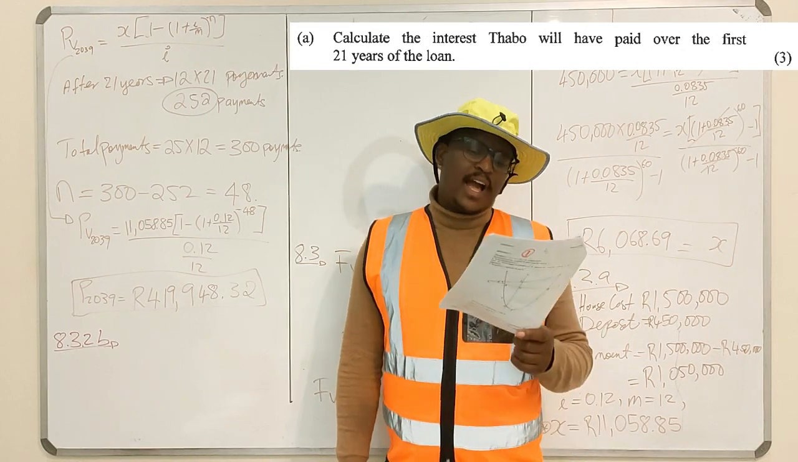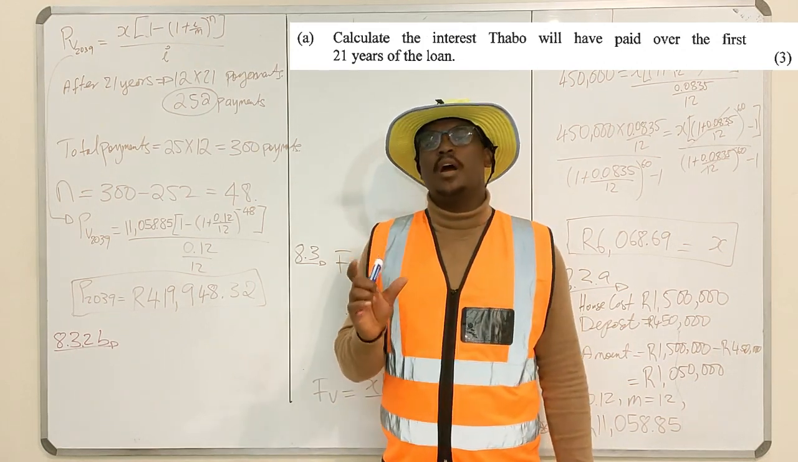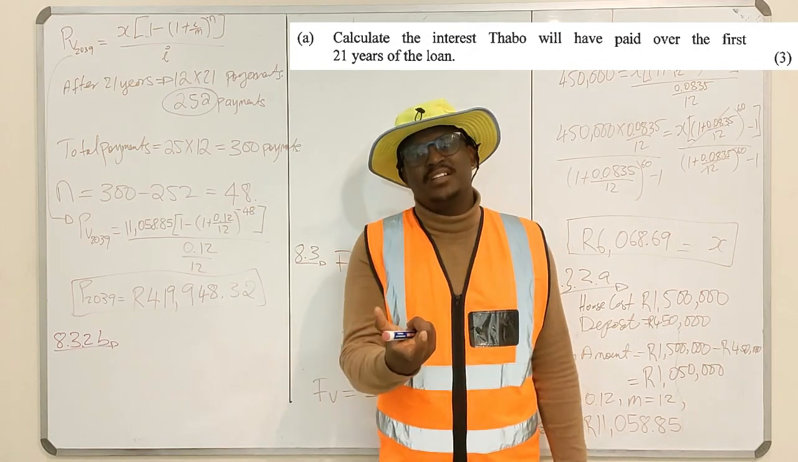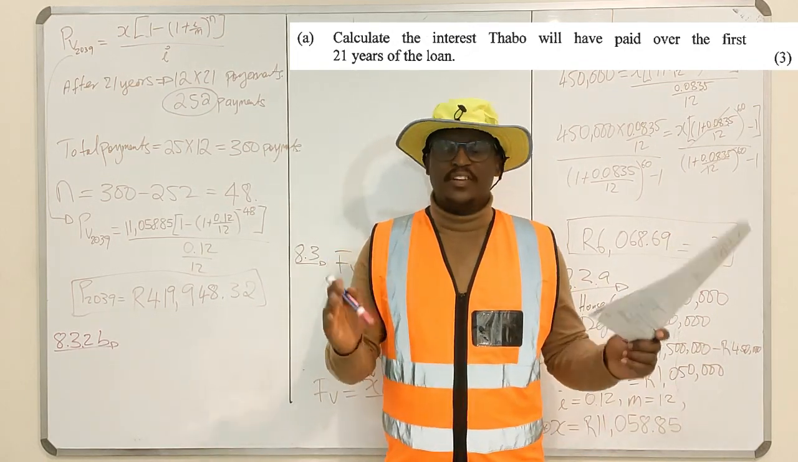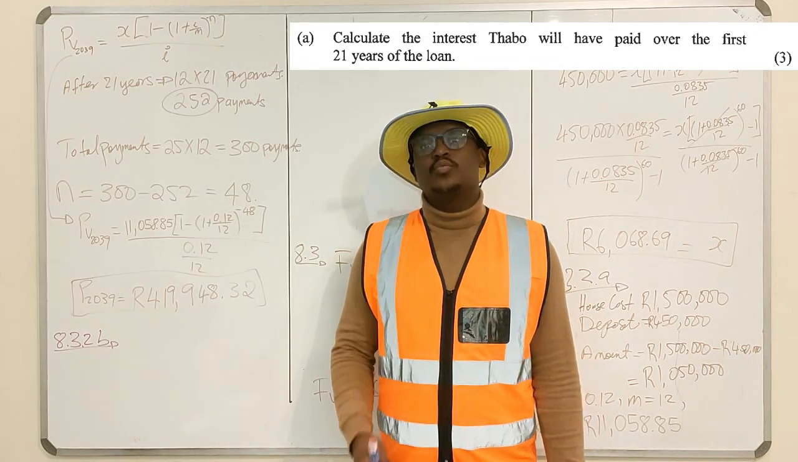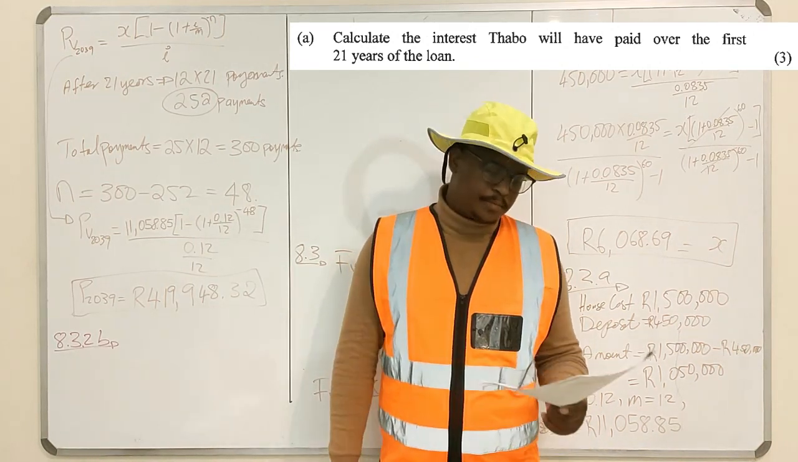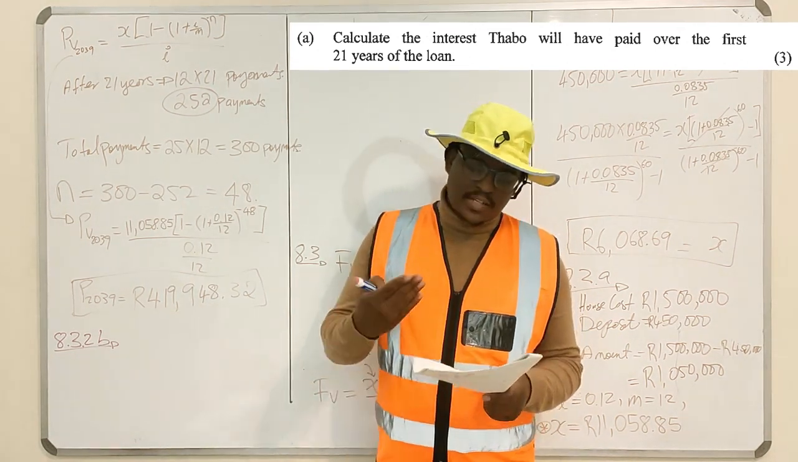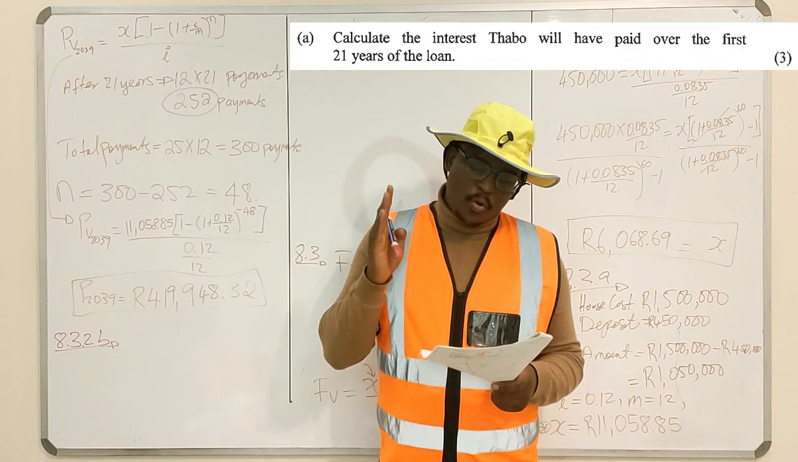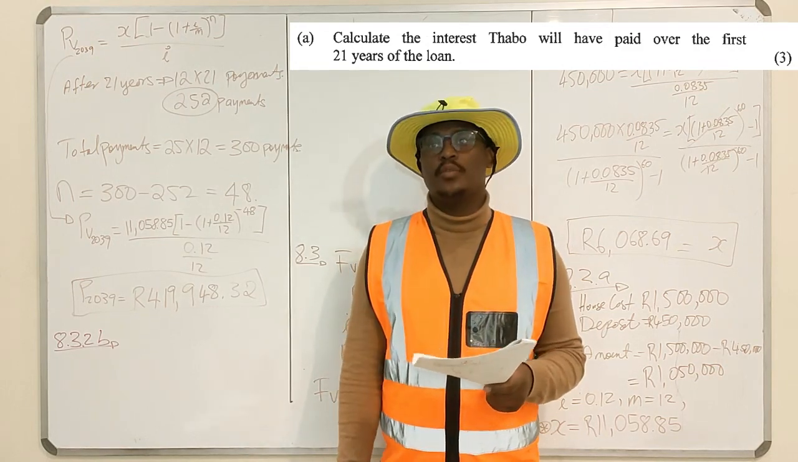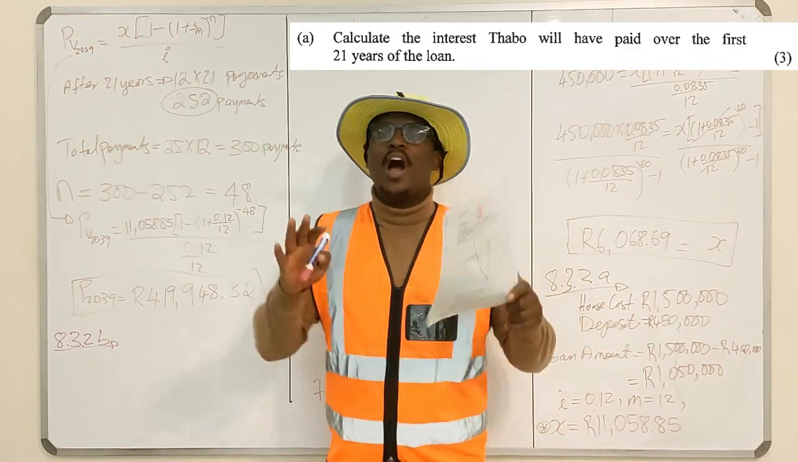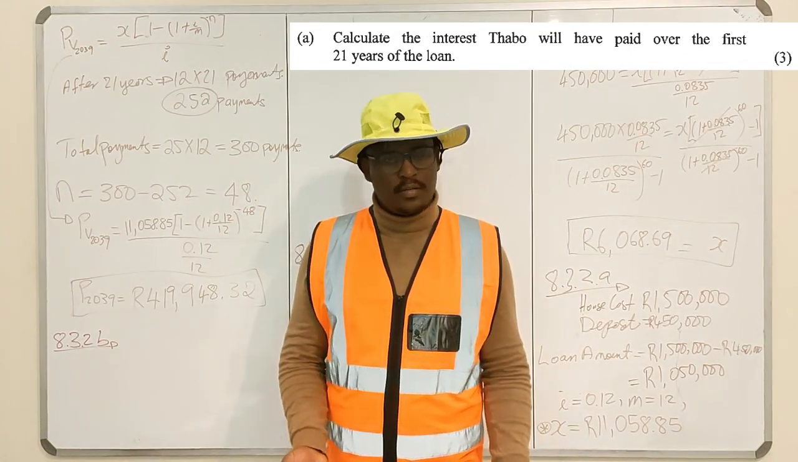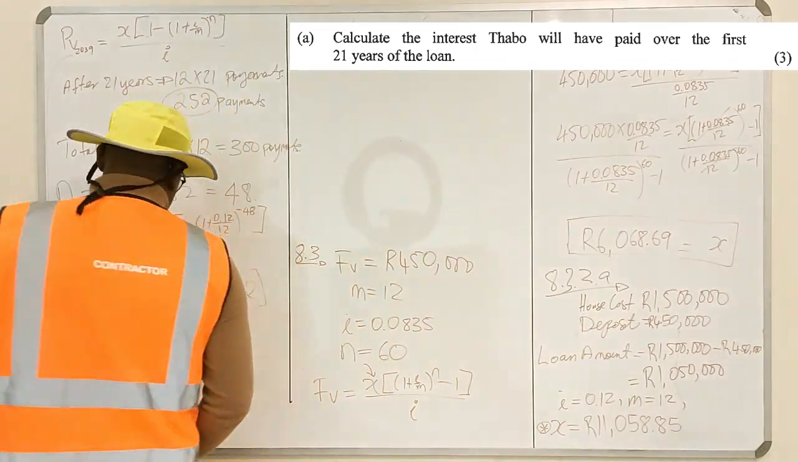So they're asking you to calculate the interest that he has paid into the loan on that first 21 years. That is what they want you to calculate. How do we do this? How much interest has this guy paid into this loan? That is the question. How do you answer that?